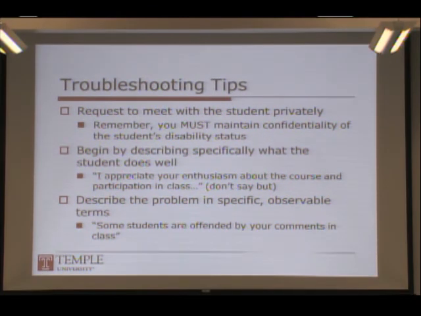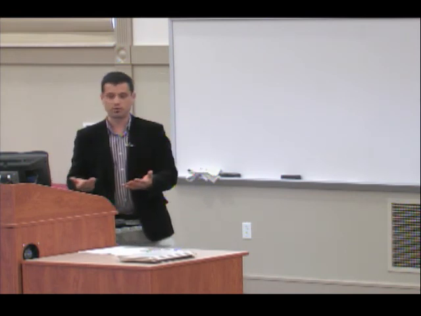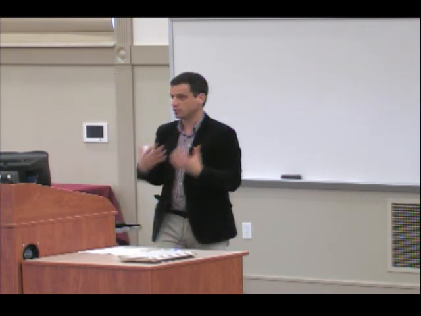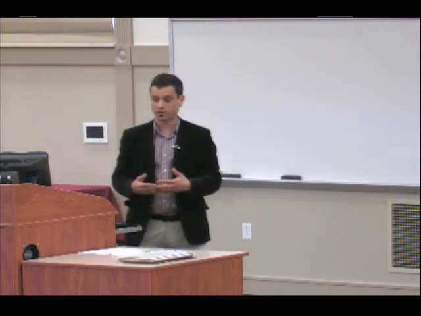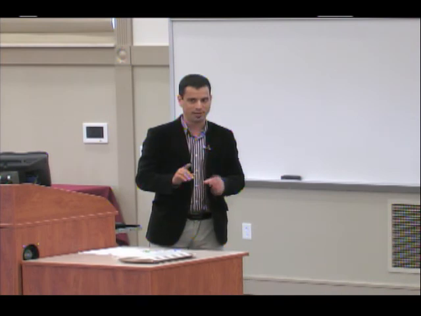It's a good idea to meet with the student privately, because you must maintain the confidence, unless the student has told other students in the class, I have a disability. You have to communicate with the student in such a way that you're not going to disclose their disability to other students. Begin by describing what the student does well. If you're going to tell the student something they're probably not going to like, there's probably something good the student brings to the class. Say, I appreciate your enthusiasm about the course and your participation in class, and don't say but, because when you say but, they forget everything before but.